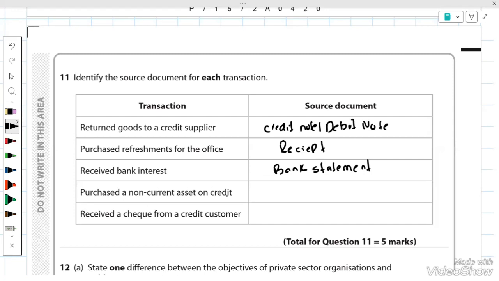Purchase a non-current asset on credit. So whenever we are purchasing any asset, or for example a current asset, on credit, only one document will be used, which is your invoice. Receive a check from a credit customer. So of course, if you are receiving a check from your credit customer, the check is basically your source document.